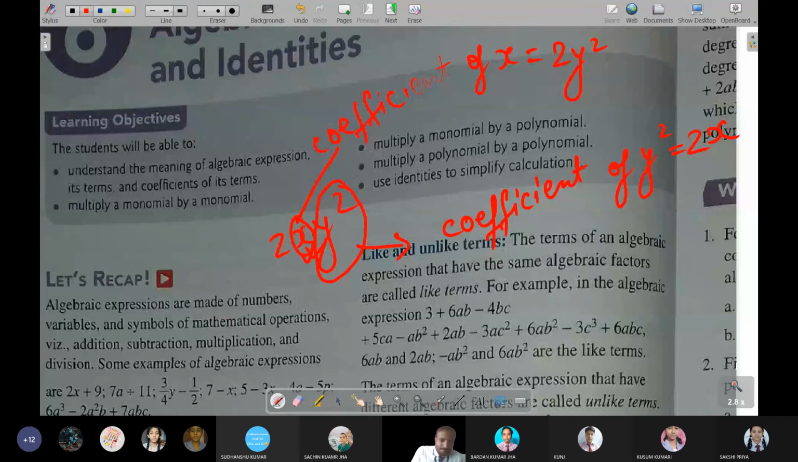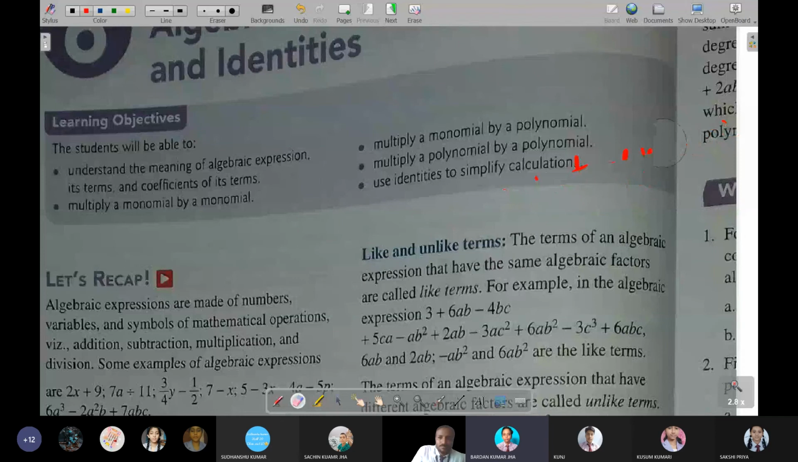Sir, we learned a plus b whole square, sir. So there is also a formula, sir, a plus b cube. Yes, of course. There is a formula, and formulas are called identities. So here in this chapter we will be reading some formulas also. Sir, at one place will all formulas be given? No, at one place all formulas will not be given. Step by step they will come forward, and we will be practicing that, and again other formulas will be coming.